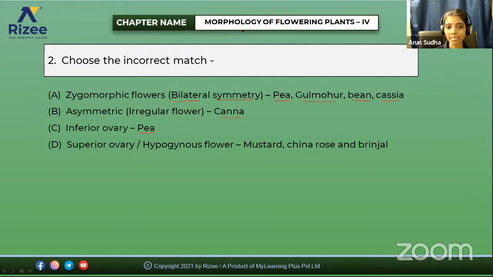Yes, option C is correct because all the other options are exact matches. Zygomorphic flowers, example pea, gulmohar, bean, and cassia. And asymmetric flower is canna, that is also correct. So these are all correct options. And superior ovary hypogynous flower, example is mustard, China rose, and brinjal. But the inferior ovary, pea, is the incorrect match. Inferior ovary is actually present in cucumber, ray florets of sunflower and not in pea. So option C is the incorrect match. Okay.